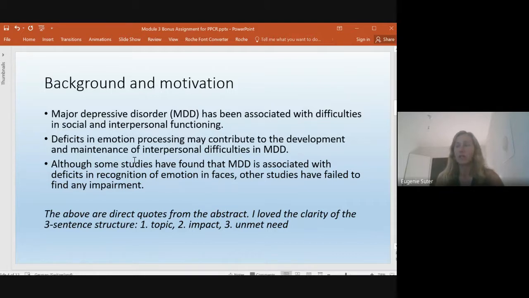The above points are in fact direct quotes from the abstract of this paper, and I love the clarity of the 3-sentence structure. First the topic, then the impact, and then the unmet need.